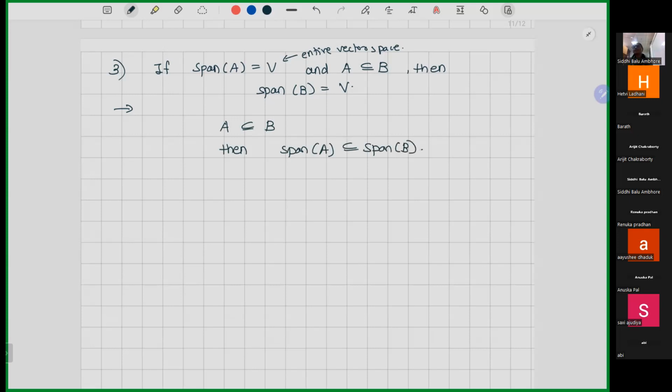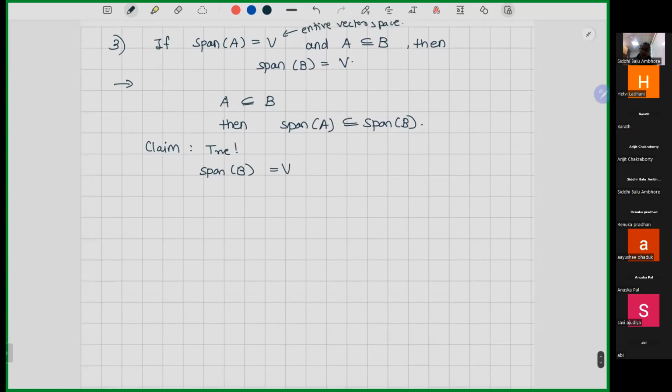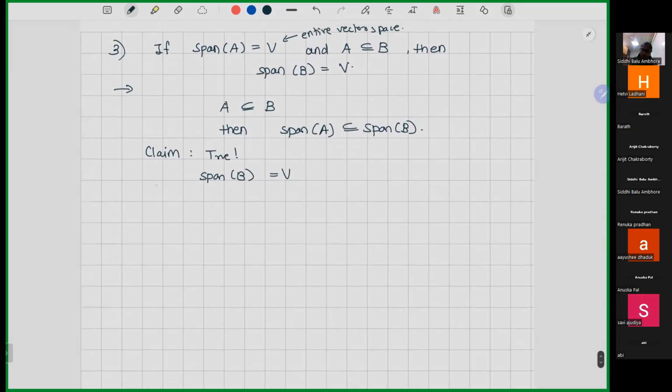Okay, this is always true. You can understand that, or let me just explain. So our claim is that this statement is true. What we want to show is span of B is equal to V. I'm taking the longer route to explain this just to get how the span and everything works. Clearly, note that the span of B will be contained in V, right?